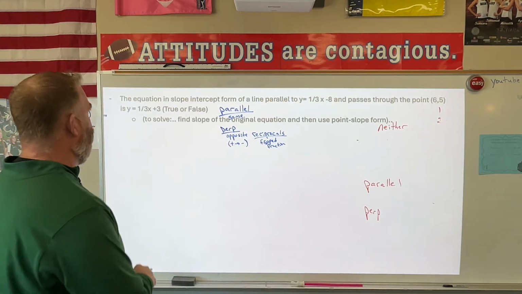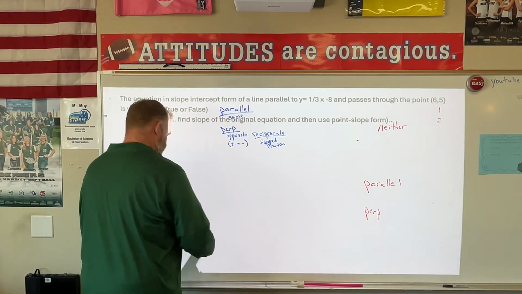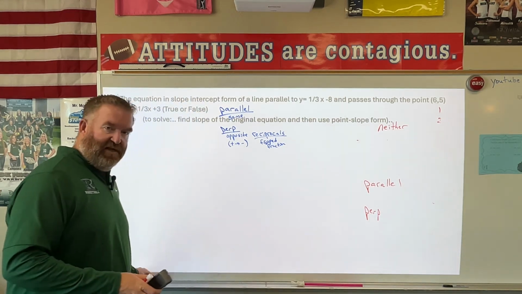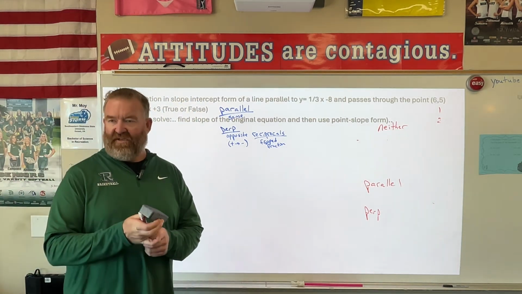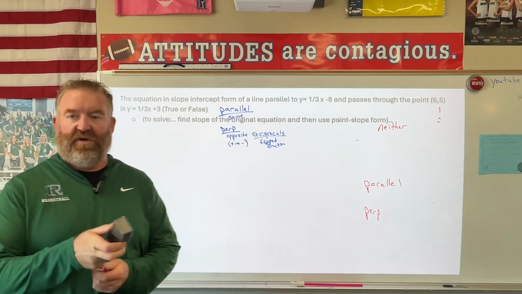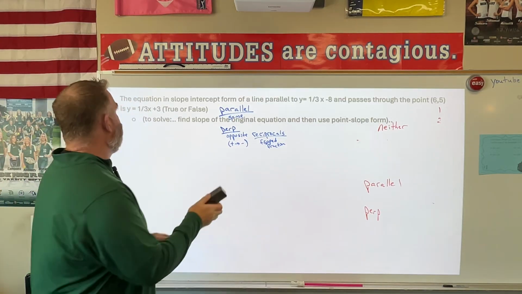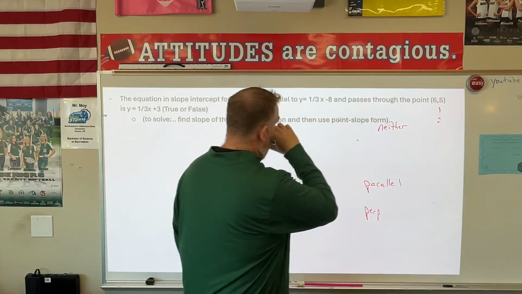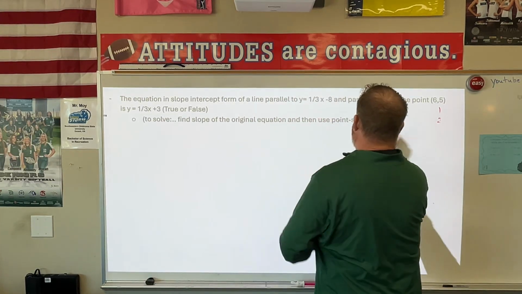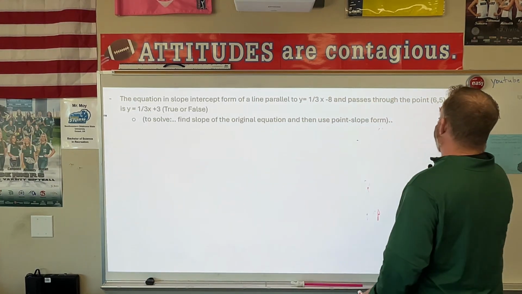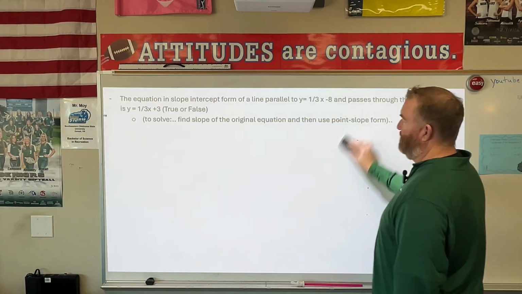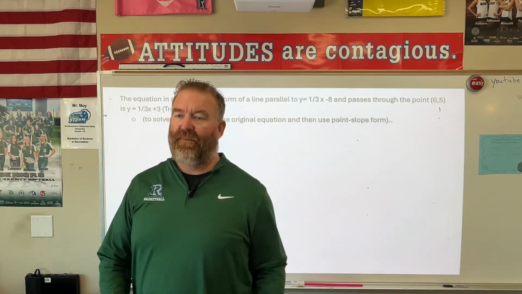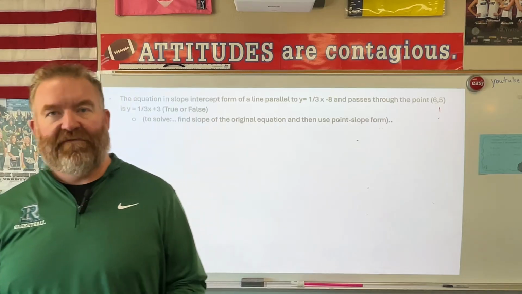All right, moving on. Number 2. Again, the problems are going to be in different orders when you take your test. So number 2 right now might not be number 2 on your test. Just understand that we're going to go through all of the problems, okay? So here we go. The equation in slope-intercept form of a line parallel to y = 1/3 x minus 8 that passes through the point (6, 5) is y = 1/3 x plus 3. True or false? So I'm giving you a 50-50 question, a true or false question.